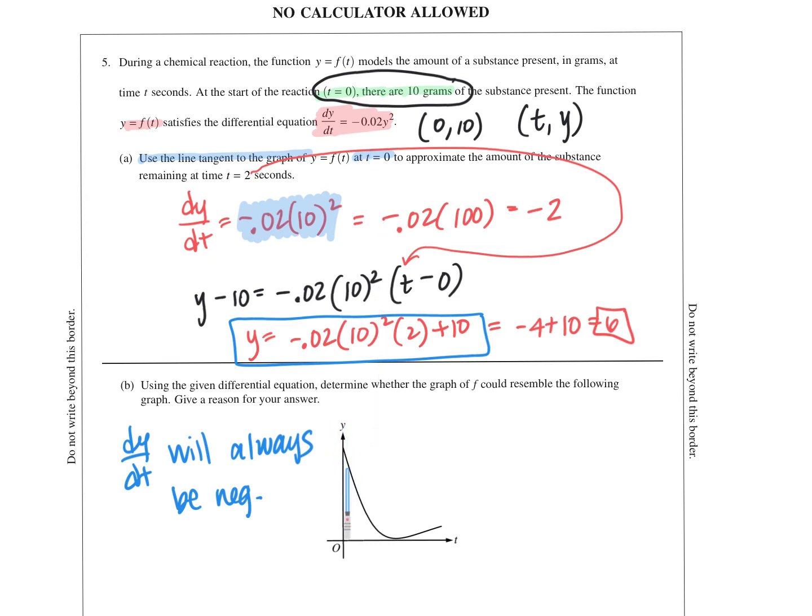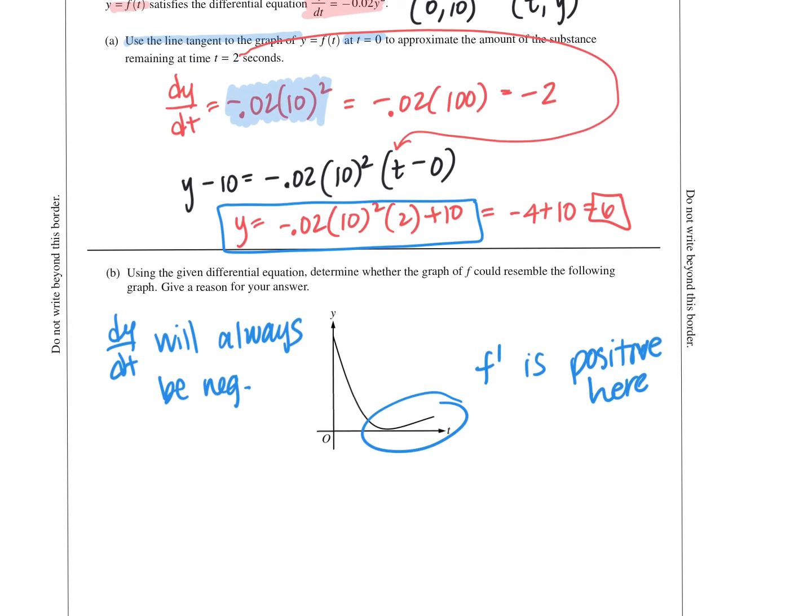My function is decreasing there, but then it's increasing. My f prime would be positive here. f prime is positive here. So I wrote that if dy dt was less than 0, the function is always decreasing. This graph is not always decreasing, so it does not resemble the equation.